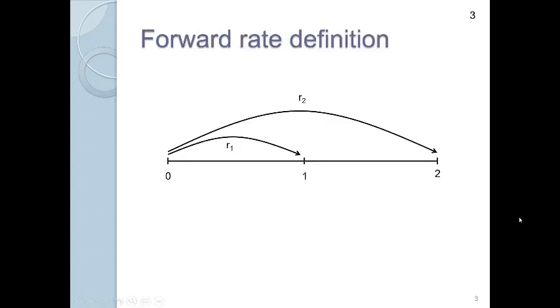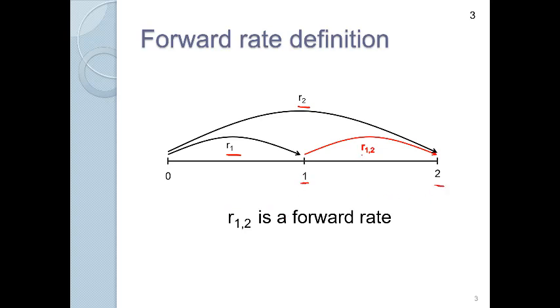So the definition of the forward rate starts with the following graph. Imagine that you have two interest rates: the zero-coupon 1-year interest rate and the zero-coupon 2-year interest rate. And then what we want to find out is what is the rate that is going to happen between year 1 and year 2. It's going to be written as R1,2. And this is called the forward rate. Forward in the sense that it doesn't start at t equals 0. It starts sometime in the future. So in this case, it starts at t equals 1.